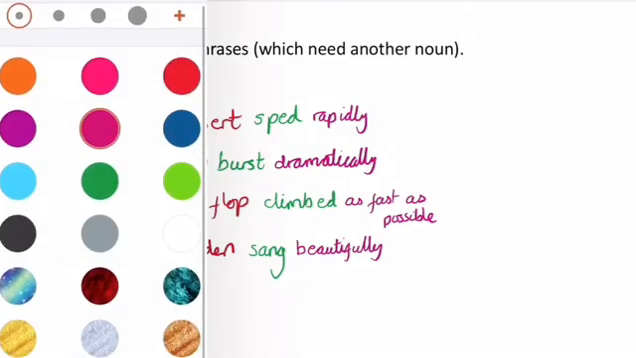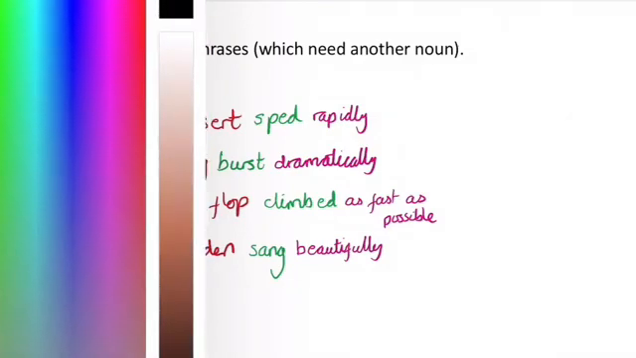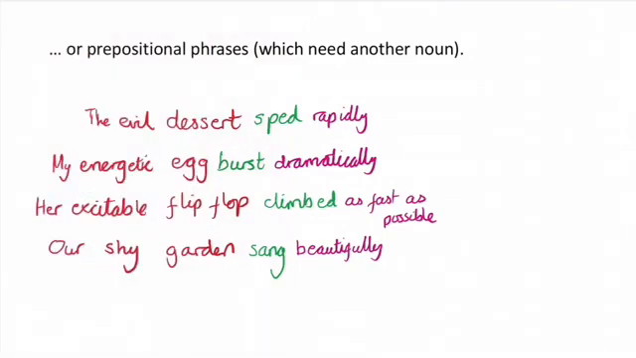I'd ideally like a brown. Do I have a brown? That's about there somewhere. Okay. Well, I now need to think where or when did this happen. And the evil dessert sped rapidly, but where was it going? Perhaps it's escaping. Let's have towards, and this is a phrase, not just a preposition on its own, the door.